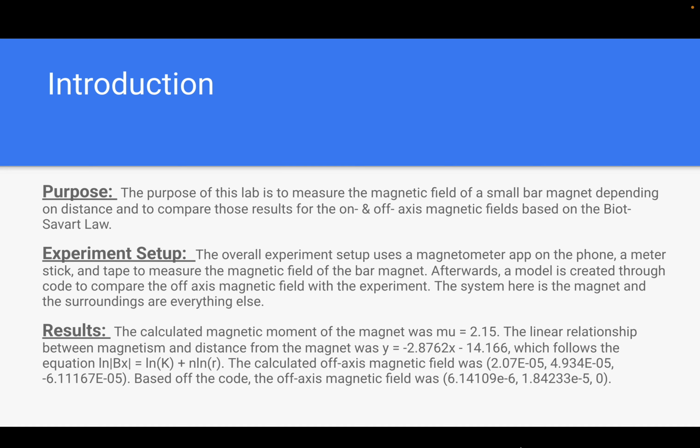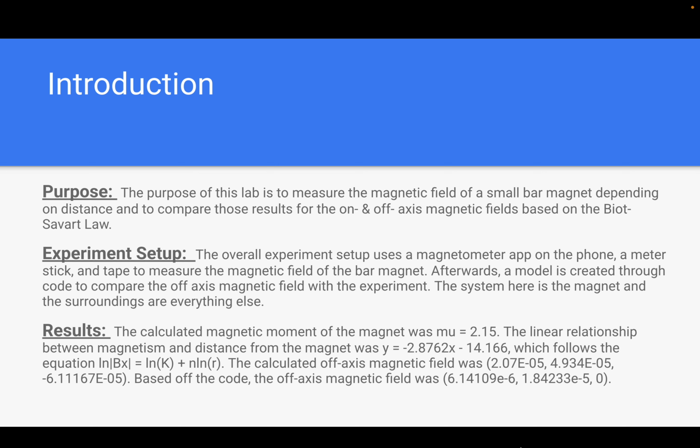The overall experiment setup uses a magnetometer app on the phone, a meter stick, and tape to measure the magnetic field of the bar magnet. Afterwards, a model is created through code to compare the off-axis magnetic field with the experiment. The system here is the magnet, and the surroundings are everything else.